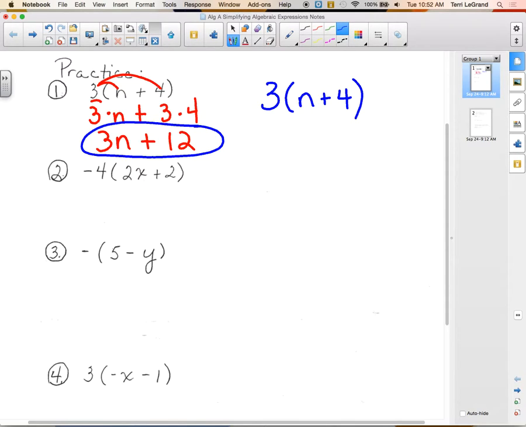Okay, you try the next one on your own then. Simplify the next expression. This is still an expression, no equal sign in it. It's algebraic, it's got an x in it.